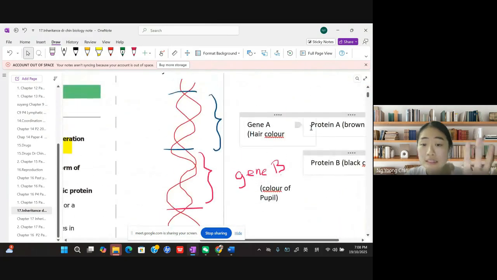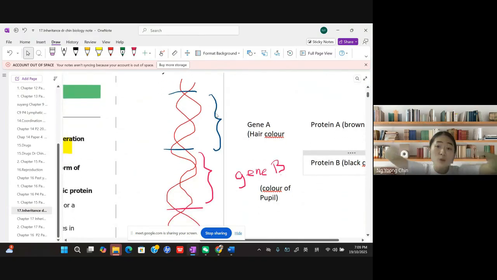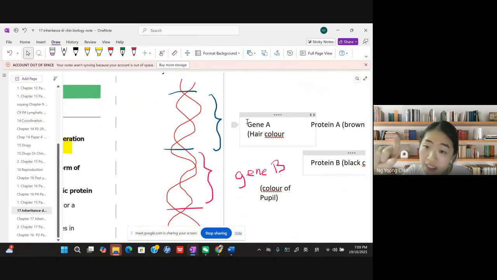So you know the difference between DNA and gene. DNA refers to the whole strands, very long, very complex, no ending. A gene only refers to a short portion, or we call it a length of DNA, which can be used to encode and make proteins later.